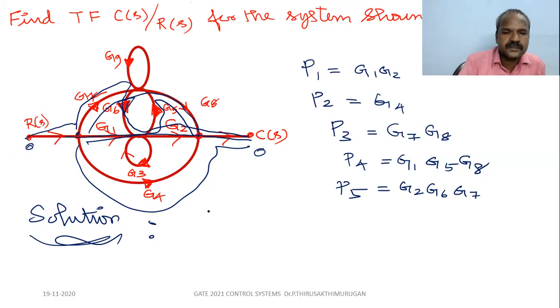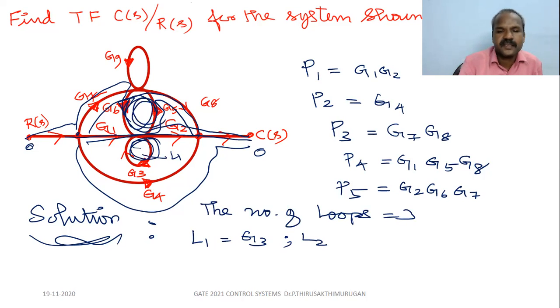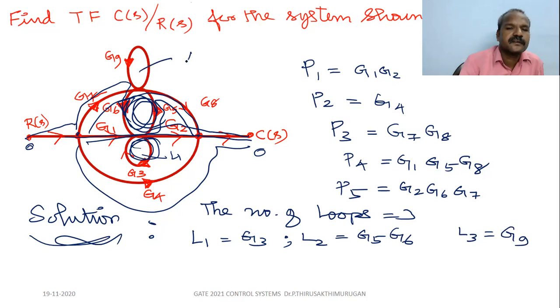So how many loops? The number of loops equals 3. So what is L1? L1 is G3. This is one loop. What is L2? G5, G6. This is one loop, going this way. What is L3? G9. So this is L3.